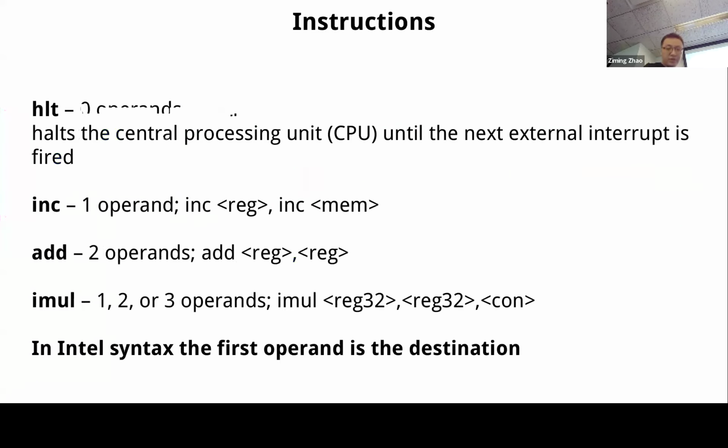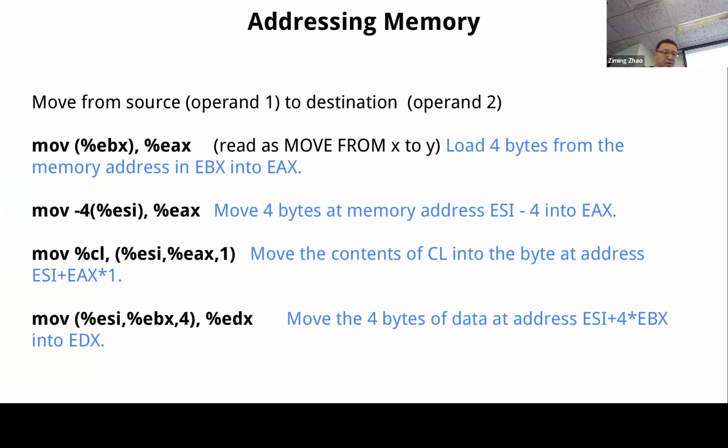So we are moving the 8 bits in CL to some memory location, to the memory, and the address is at ESI plus EAX times 1. Okay, this is a little bit weird. The reason we are doing this is ESI here is more like the base address. Imagine you are putting something into an array. The array has a base address, right?